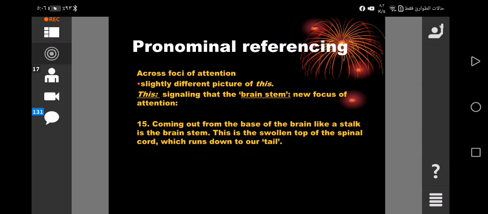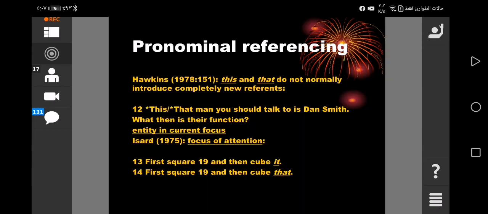So in 14, the focus of attention changes across. We have in fact a focus of attention that changes from the original place to another place. But when we use it, the focus of attention does not change.